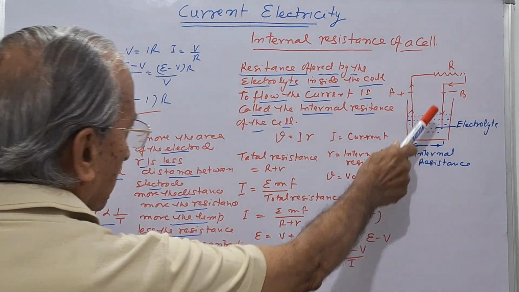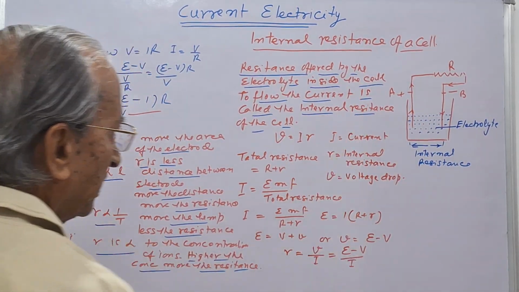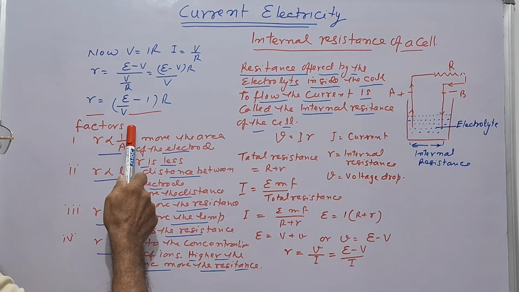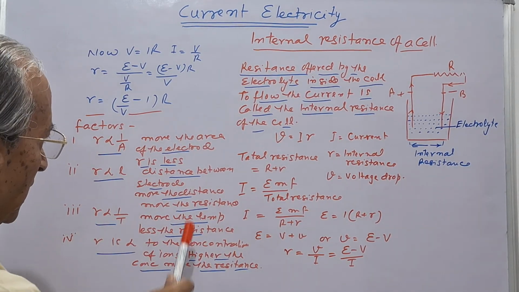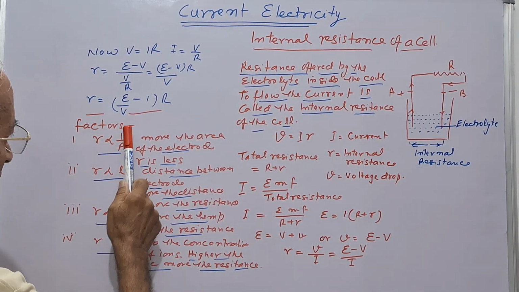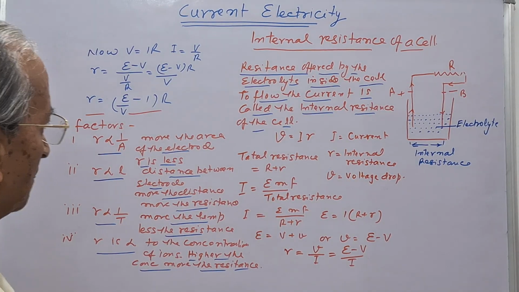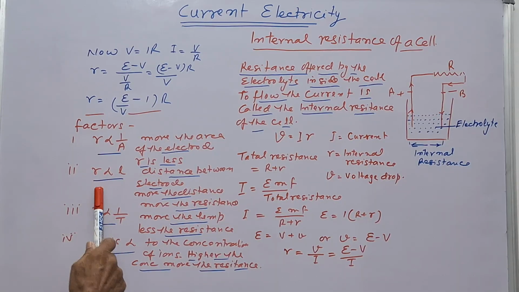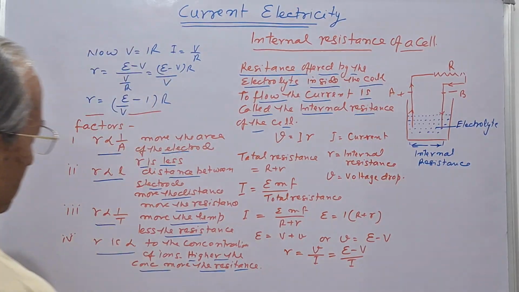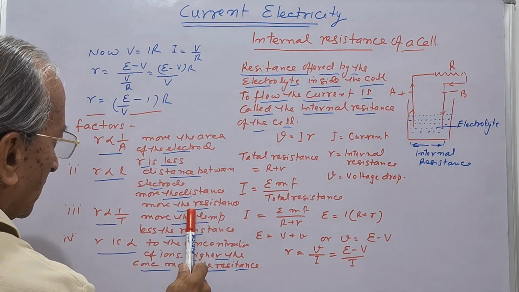Now, as there are some factors for the resistance, in the same way there are some factors for the internal resistance. Now we know that the resistance is inversely proportional to the area. So here we take the area of the electrodes. So r is inversely proportional to A. The more the area of the electrode, the less the resistance. And you know resistance is directly proportional to the length. Here the length will be the distance between the two electrodes. So the more the distance between the two electrodes, the more the resistance.